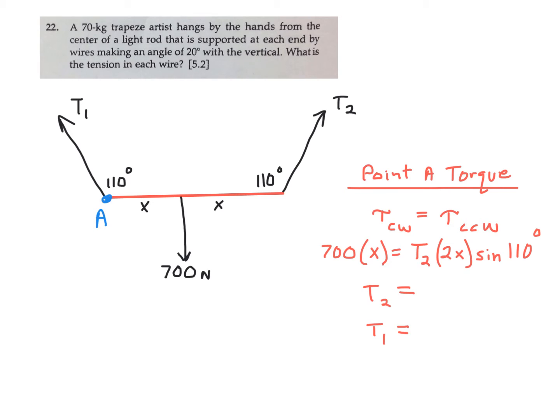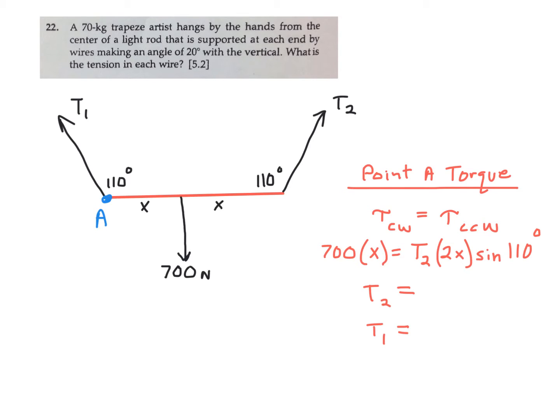Day 53, Honors Physics, Rotational Equilibrium, problem number 22. Here we have a person that weighs 700 newtons hanging from the middle of a bar, this red line that I've drawn, dead center of that bar. The bar has negligible mass, it says that, light bar.